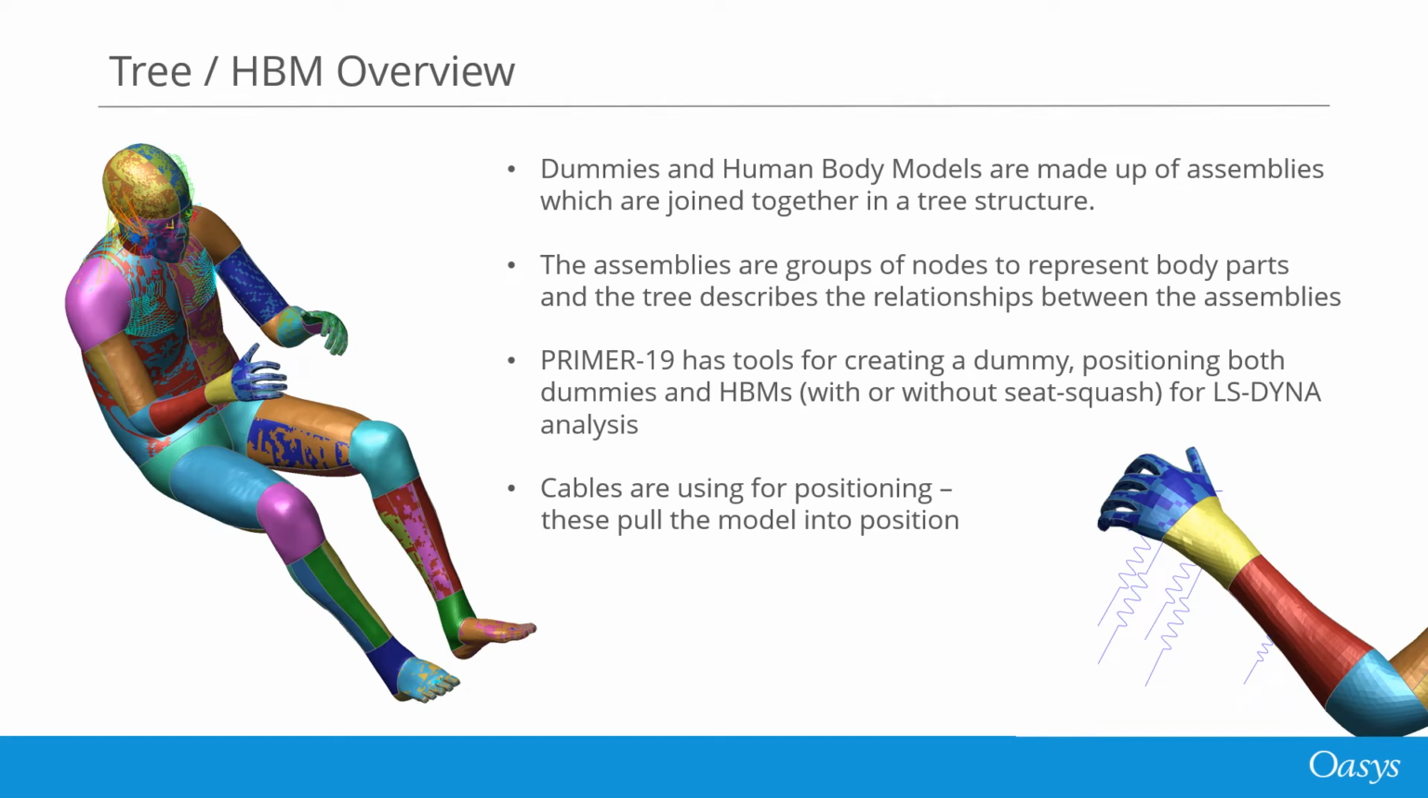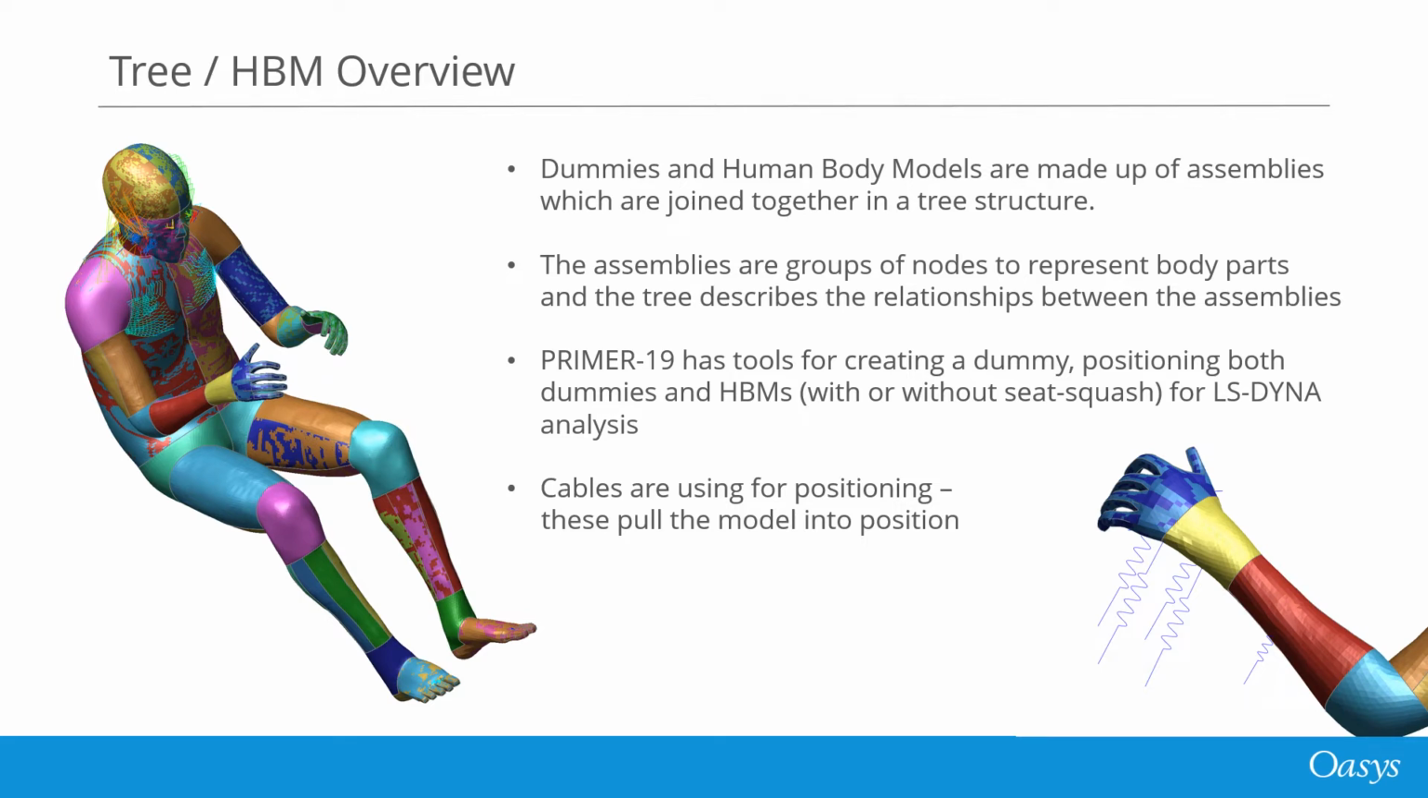Dummies and HBMs are digital imitations of the human body. They are mainly used for crash testing and safety analysis. They're made up of assemblies, which are groups of parts. This might be a lower arm, for example. These assemblies are joined together in a tree-like structure made up of parents and children to represent the relationships between body parts. For example, a foot would be a child with an ankle as its parent.